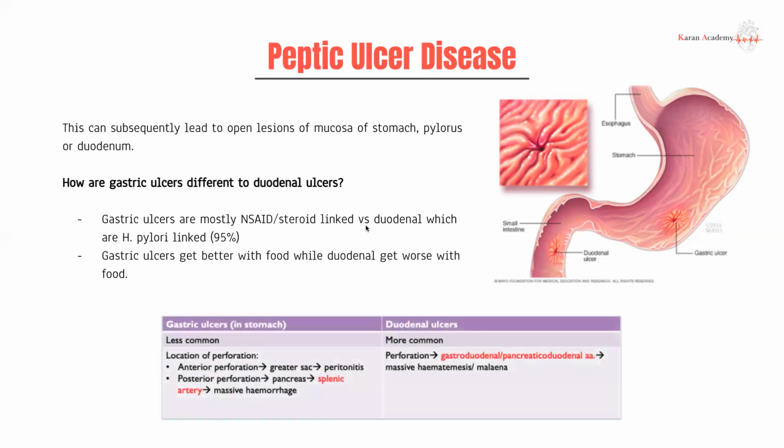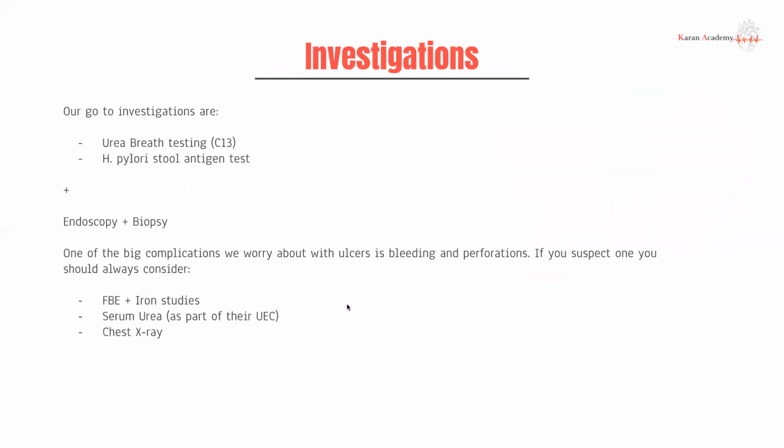In terms of the bleeding, also posterior perforations of the gastric ulcers, important to know, can lead to ruptures of the splenic artery, and that's a very, very vascular structure that can lead to massive hemorrhage. And then with duodenal ulcers, the one we worry about is the gastroduodenal artery, and both of them can lead to upper GI bleeds.